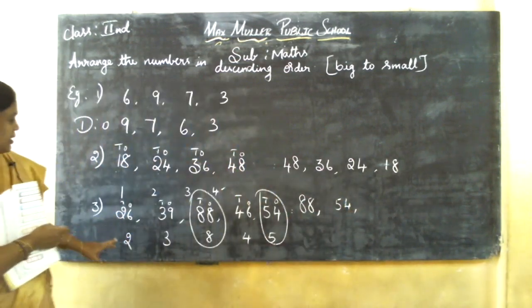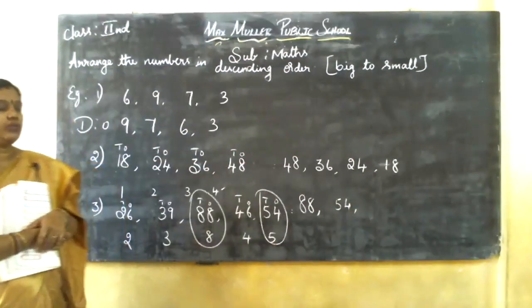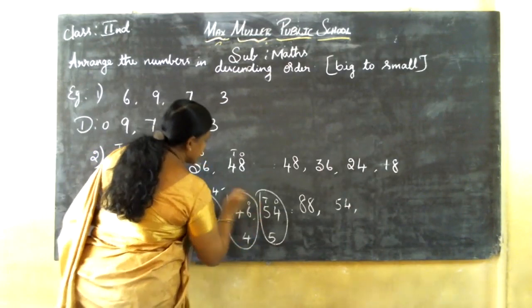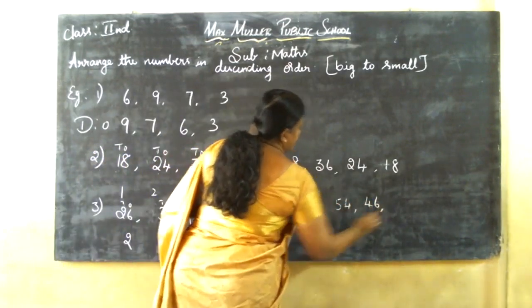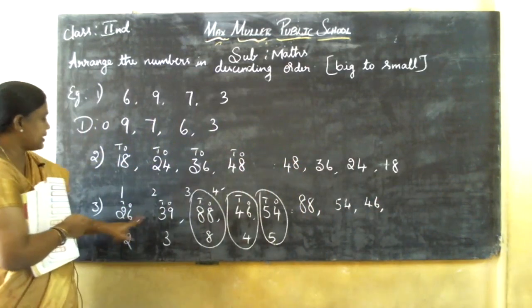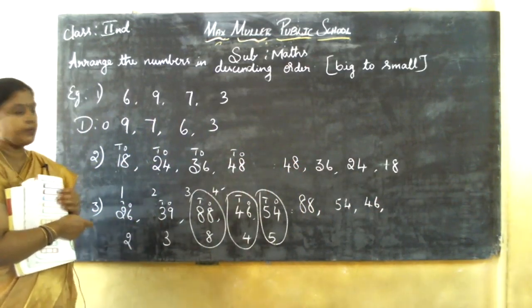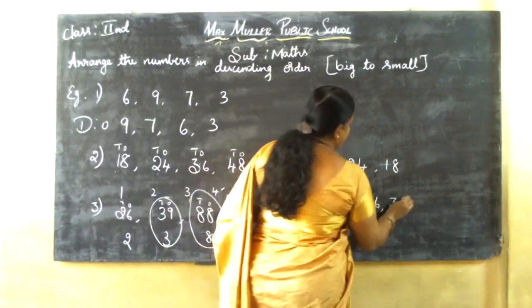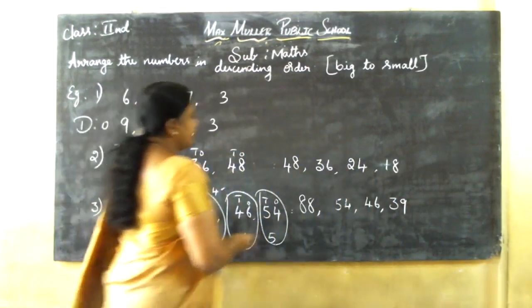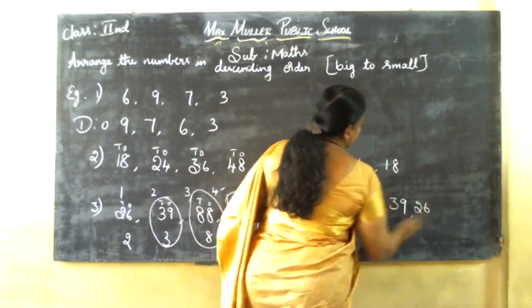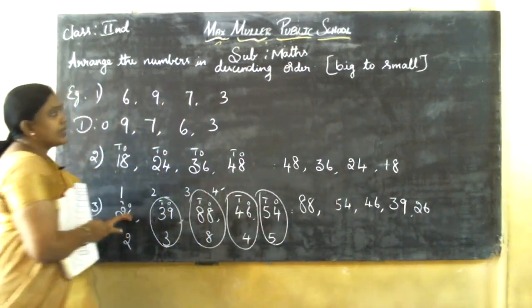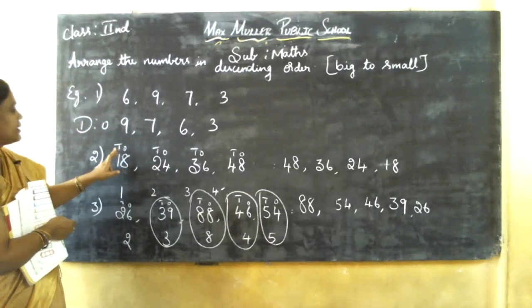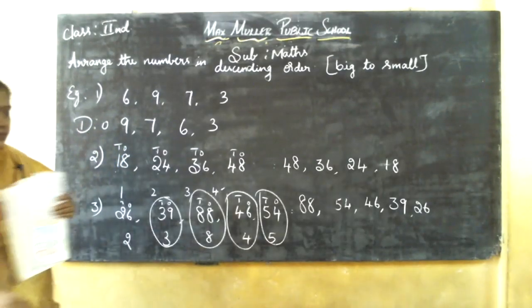Next one, 2, 3, 4. Which one is bigger here? 4 is the bigger one, so 46. 26 or 39, 2 or 3. Which one is bigger here? 39. After that, we will write 26. Understood, children? Like that you want to write the descending order. So easy only. When you are writing now, you want to write first ones, tens. If you write, we can do it easily.